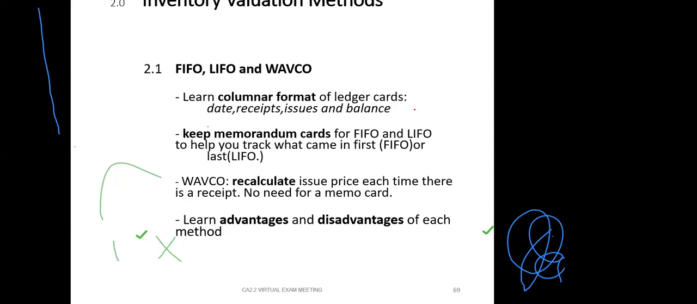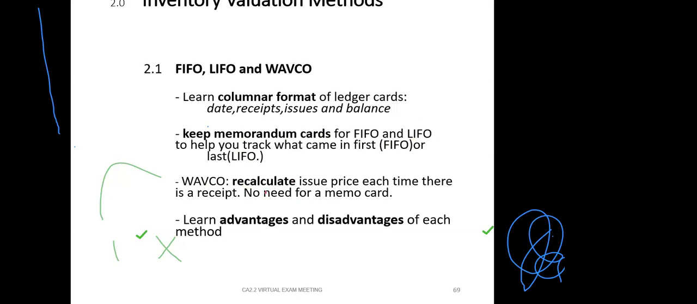Keep memorandum cards, otherwise you can get confused when dealing with FIFO and LIFO. So keep memorandum cards for FIFO and LIFO to help you track what came in first or last. Then for the weighted average, something to note: you should recalculate the issue price each time there is a receipt. That's a principle there on weighted average.